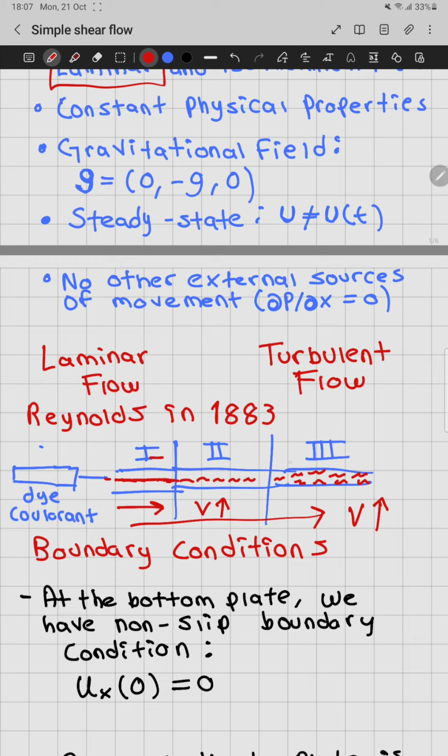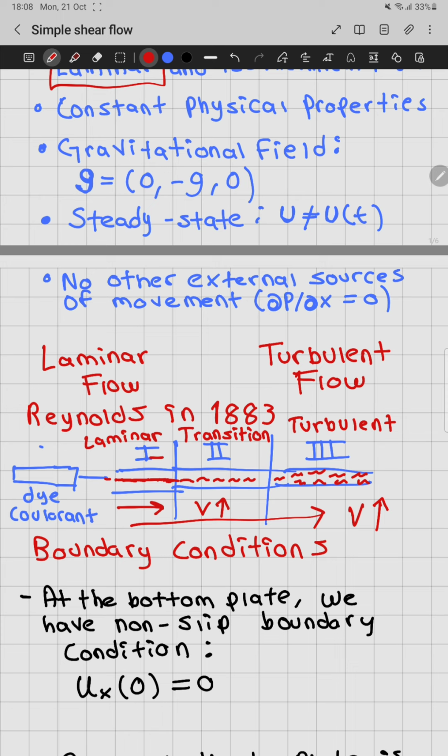He used this experiment to show that we might have three different states of flow. In zone 1, where we had low velocity values, he called it laminar flow. In zone 2, he called it the transition state, and in zone 3, he called it turbulent flow. Transition is basically the state of flow in which we go from laminar to turbulent flow.